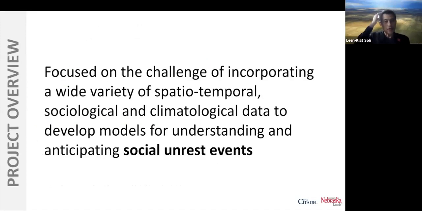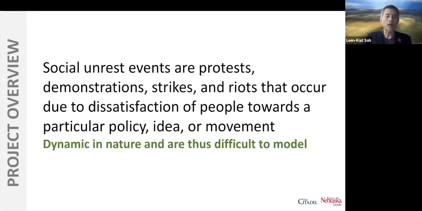And in terms of project overview, the idea is to focus on the challenge of incorporating a wide variety of spatial-temporal, sociological, and climatological data to develop models for understanding and then anticipating social unrest events. So we want to model how social unrest events occur, how they evolve over time in space, using different factors, sociological factors and climatological factors, for example, and then to see whether we can actually anticipate how social unrest is going to take place. And what is social unrest?